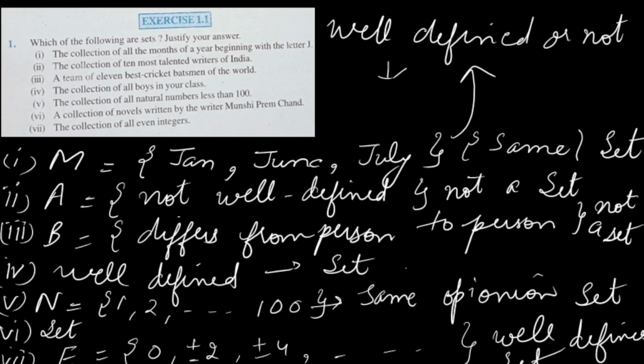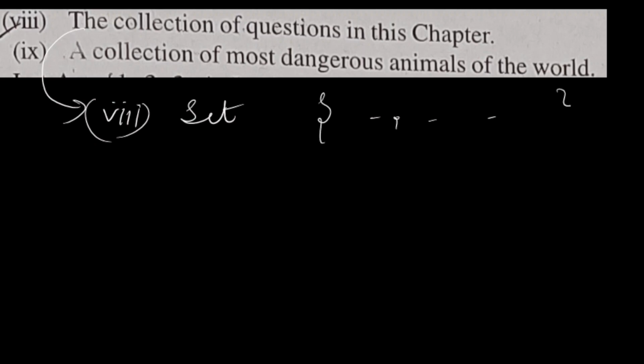So next one, the collection of all questions in this chapter. This one, the eighth one, is also a set, because we are talking about the questions of this chapter. So questions of this chapter will always be same. Like if I am writing the set of this, its elements will always be this only. So this is well defined. Elements are not going to change. So that means this is an example of set.